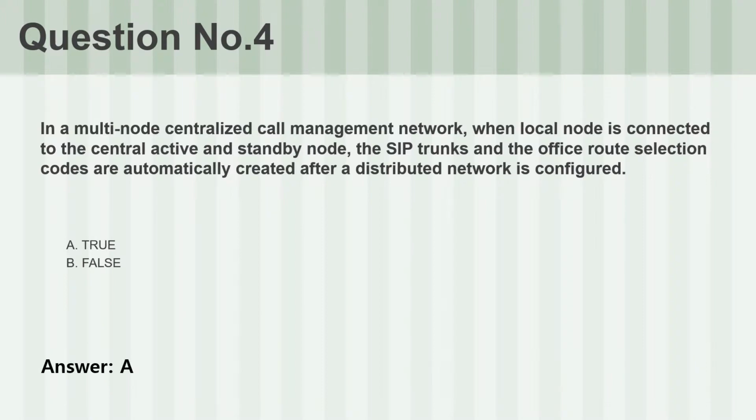Question number 4. In a multi-node centralized call management network, when the local node is connected to the central active and standby node, the SIP trunks and the office route selection codes are automatically created after a distributed network is configured. A. True. B. False. Answer A.